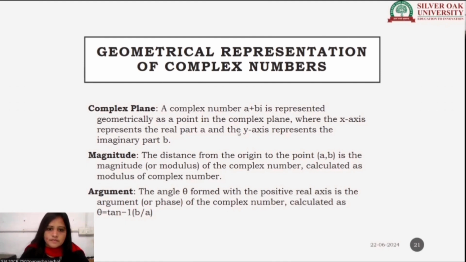And we have to find the magnitude. Magnitude means the distance from the origin to the point. So that is the distance between these points we are going to calculate. And that is the absolute value, or we can also say the modulus, of a complex number. And then we have the angle theta, which it forms with the positive real axis. It is said to be the argument or phase or amplitude of the complex number, which we can calculate by theta is equal to tan inverse b by a.